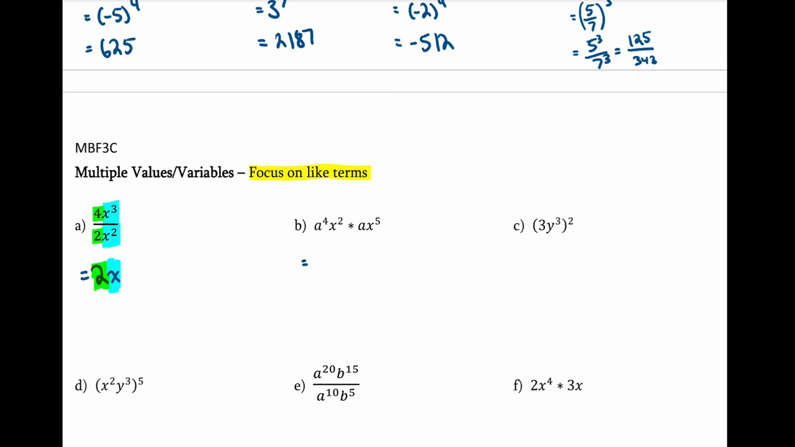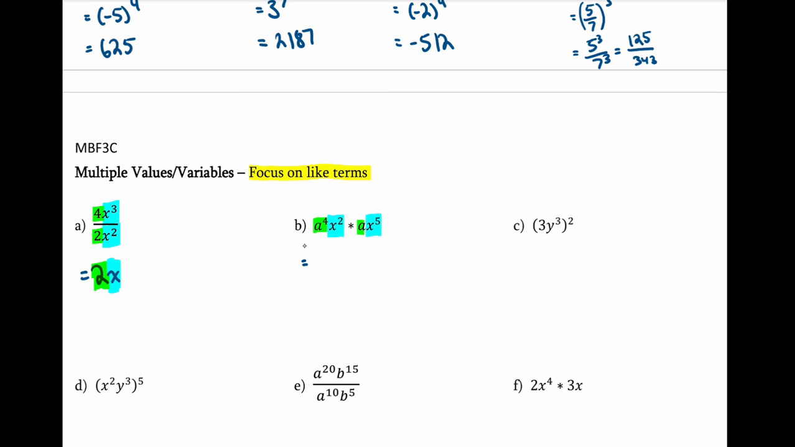For b, here we have a to the power of 4 x squared times a x to the power of 5. Again, focusing on the like parts, I can see that I have a's and I have x's.